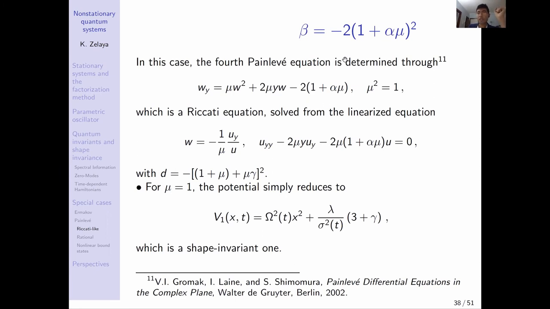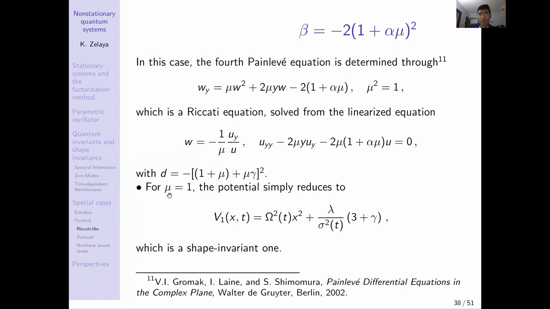So if beta is constrained to this Riccati equation given here, where mu squared is equal to one, which means that mu is equal to plus or minus one, then we can simply linearize omega just by using the conventional procedure for the Riccati equation. And in the end, we get the solutions through this linear equation. And this is pretty straightforward to solve. So we have two different solutions, mu equal to one and mu equal to minus one.